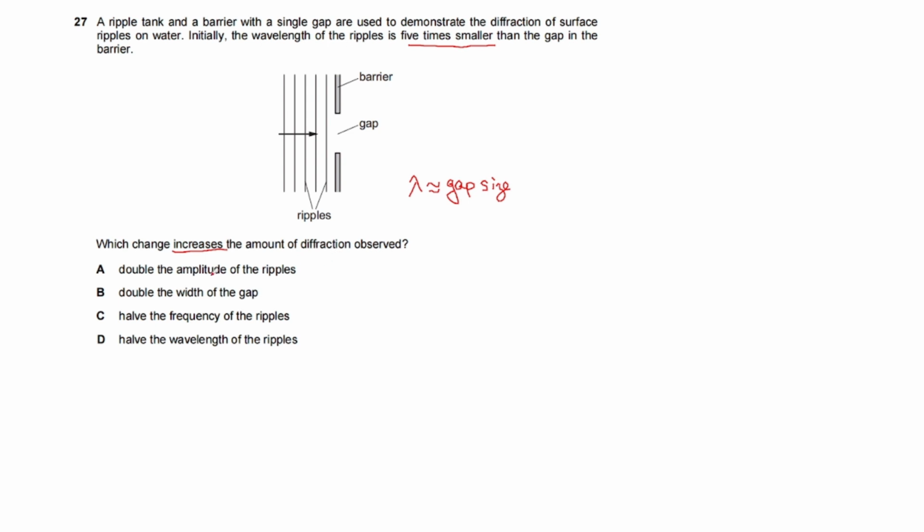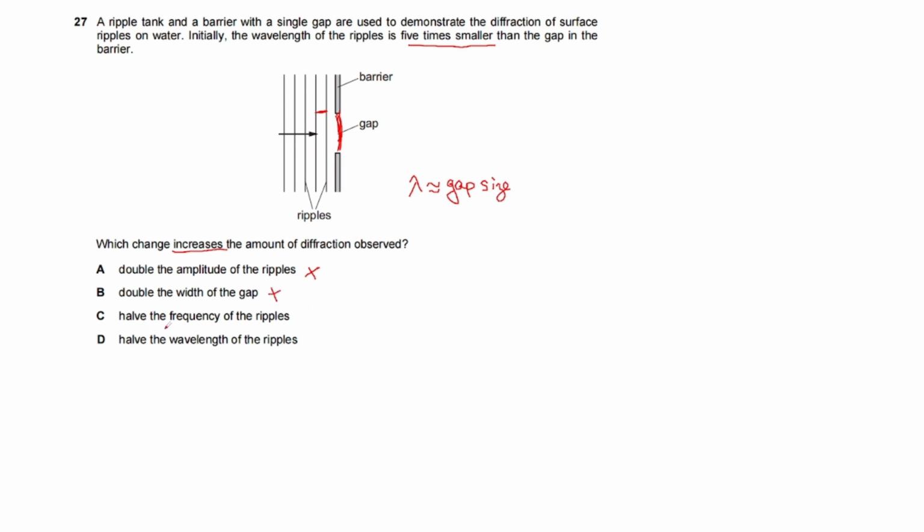Okay, so we can check the first option. Option A is double the amplitude of the ripples. It's not going to change the diffraction. The amplitude doesn't have any effect on the amount of diffraction, so option A is wrong. Then option B, double the width of the gap. No, if you are increasing this width, it won't be equal to the wavelength, right? This length is really smaller than this length. We need these two almost the same length. So this is also wrong.